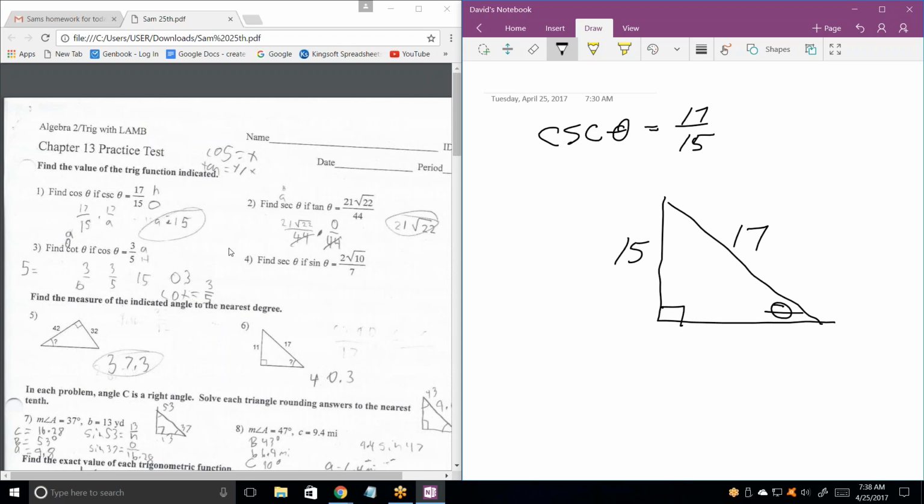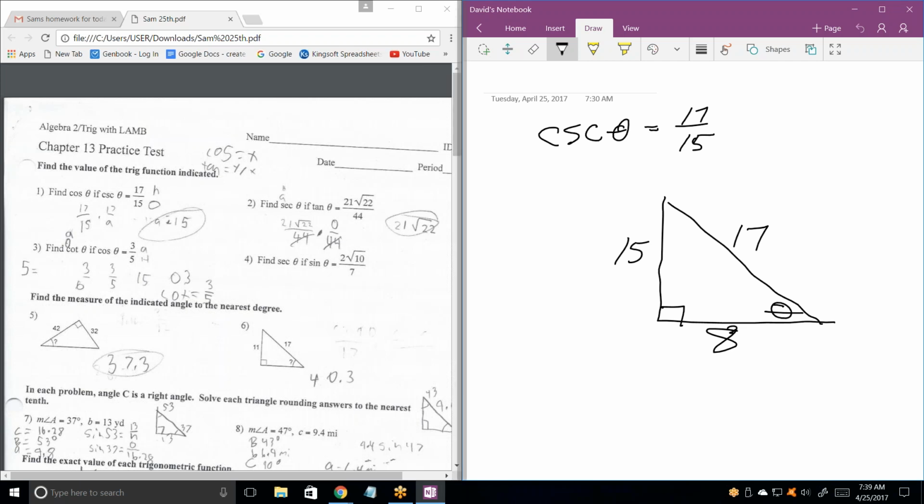Okay. What is it? Here, I'll do it. Okay, 15, 17. Okay. So that's one of your Pythagorean right triangles. 8, 15, 17.